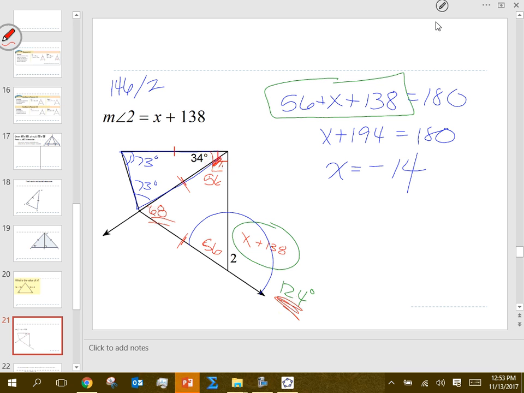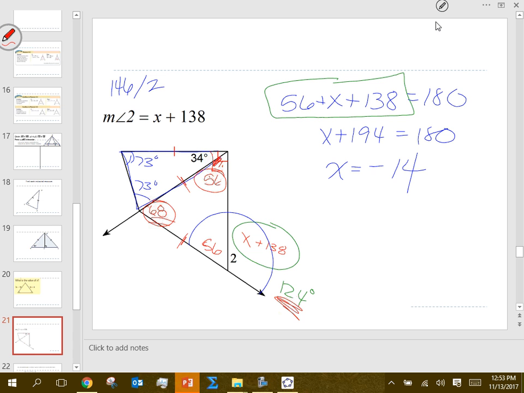124, that's an exterior angle, right? And 68 and 56 are those remote interior angles. You guys remember the relationship between an exterior angle and two remote interior angles? The exterior angle should equal the sum of the two remote, right? So 68 plus 56 gives me 124. Okay? So that check is nice because it not only validates the negative 14, but it validates that 56 plus x plus 138 equals 180 was an appropriate, an accurate equation.